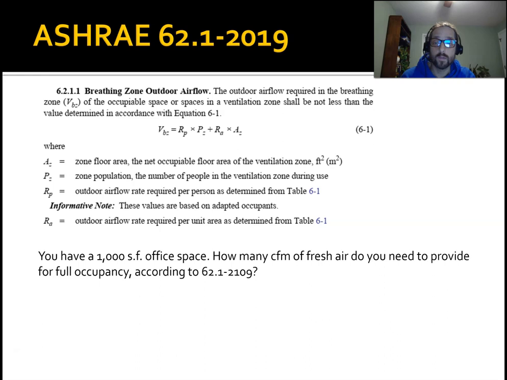Okay, so let's just do an example here. So I have a 1,000 square foot office space, and I need to know how many cubic feet per minute of fresh air do I need to provide at full occupancy according to 62.1-2019. Sorry for the typo there. So 62.1-2019. Okay, so we need to find all of these variables, and we can go to ASHRAE to do this.